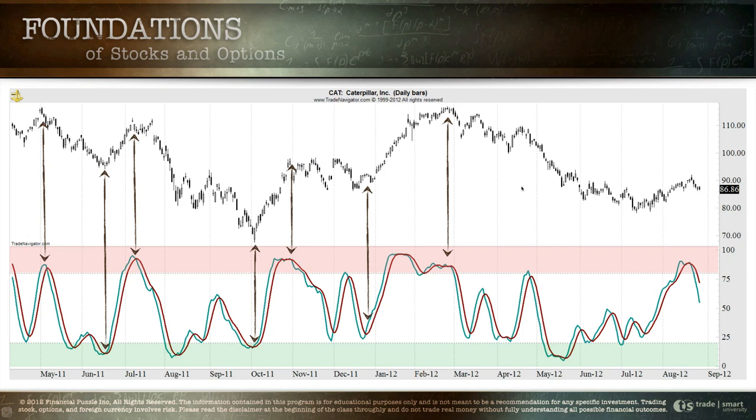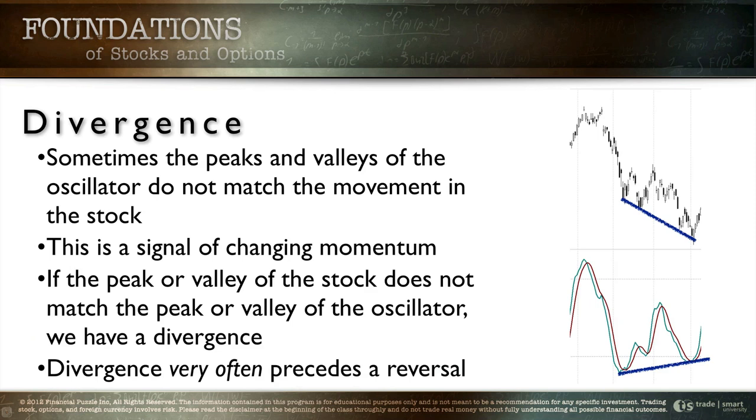Okay? Now, let's talk about the idea and the concept of divergence. This is the second key principle that you're going to find across pretty much all oscillators. They are going to have some sort of divergence that they reveal.